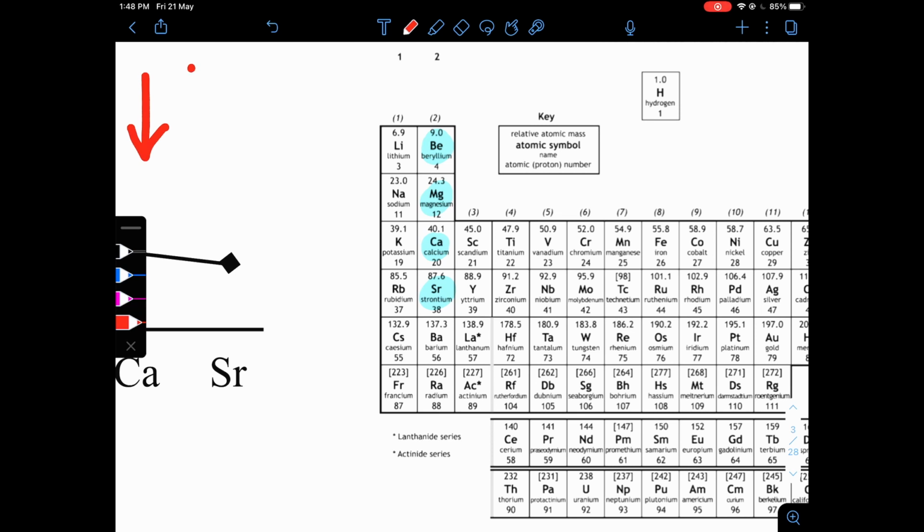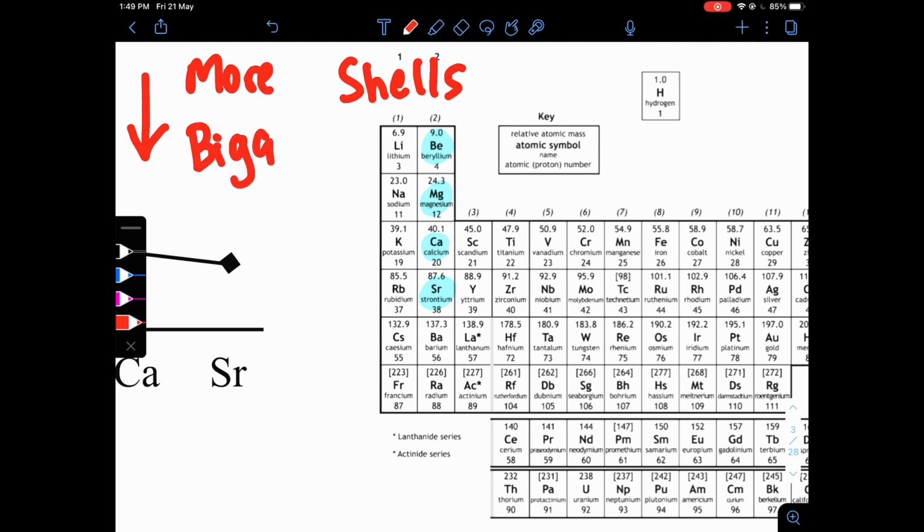Why is it increasing? Because we have more shells being added as you go down the group, more protons, a bigger nucleus. And because of that, the ionic radius will also increase. So the size of the strontium ion is going to be much, much larger compared to the beryllium ion. So we should see a linear increase in the ionic radius.